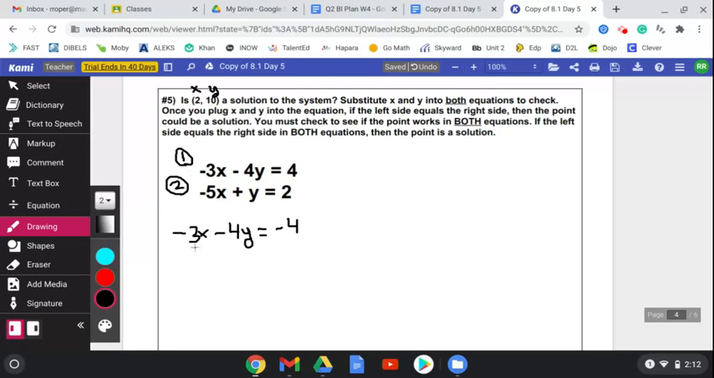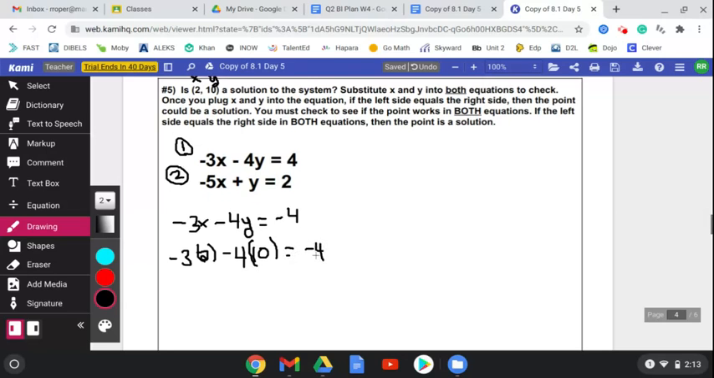So let's plug in 2 for x. I got negative 3 times 2, because that's, of course, what negative 3x means. It means negative 3 times x, minus 4y. y is 10, so I'm putting negative 4 times 10, because, again, negative 4y means negative 4 times y. That's equal to negative 4.